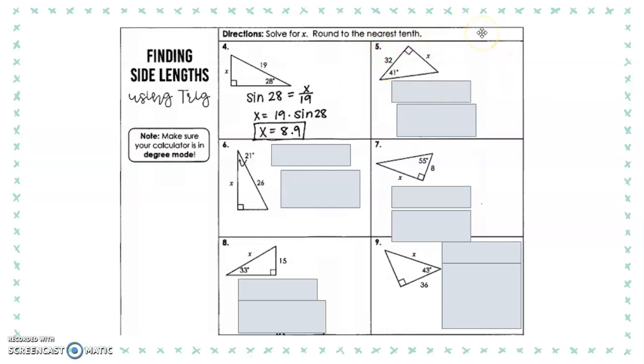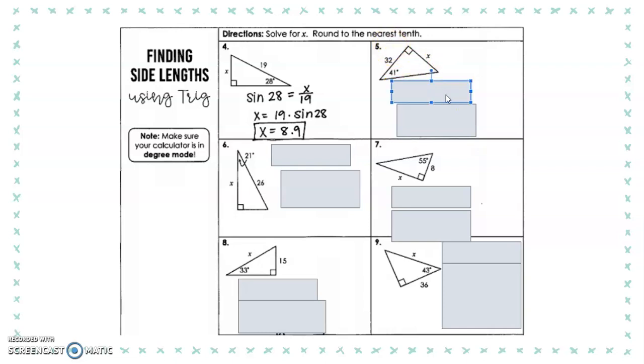Looking at number 5, again, we want to figure out what that ratio is going to be. We always start with the angle that they gave us, so in this case, 41 degrees. I want to figure out what ratio uses my x and my 32. From 41 degrees, x is my opposite side, and 32 is my adjacent side. So what uses opposite and adjacent is tangent.